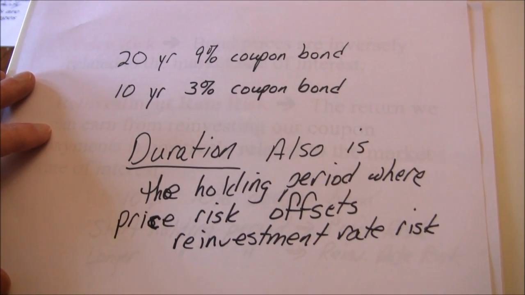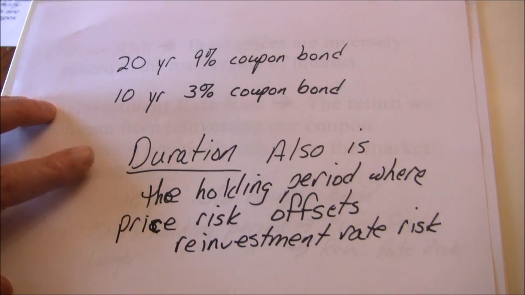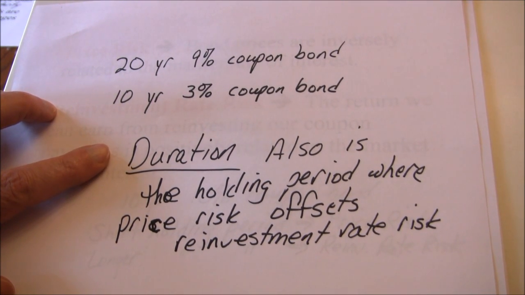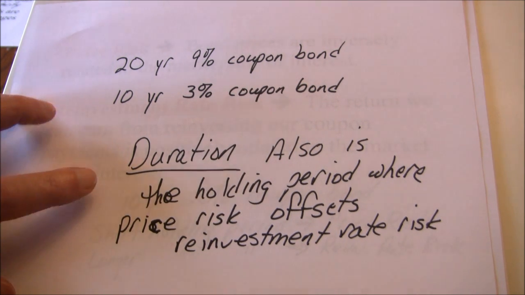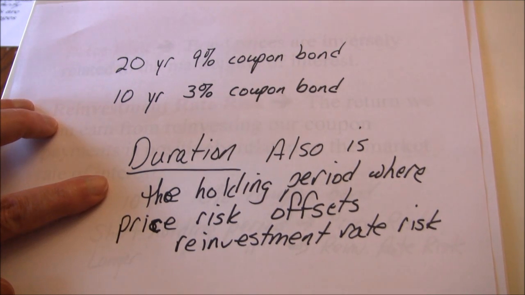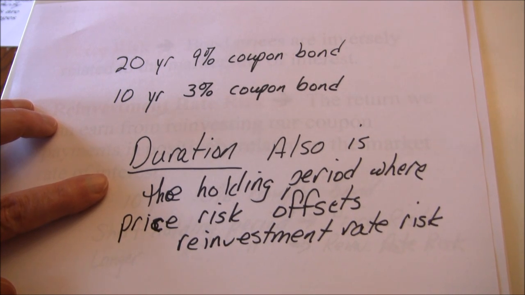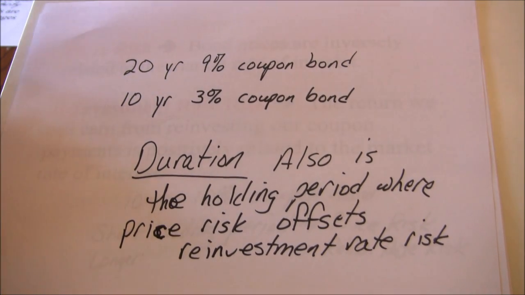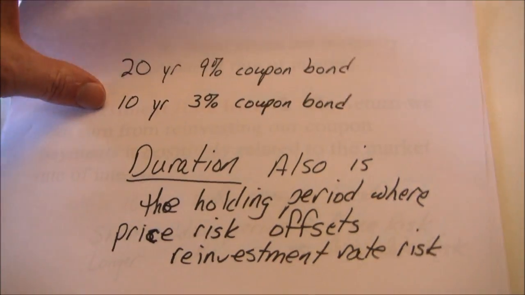So duration is two things. One, it helps measure the price sensitivity of a bond, taking into account both the time to maturity and the coupon rate. Second, it gives us the holding period where price risk and reinvestment risk offset one another. So now we want to look at calculating duration.